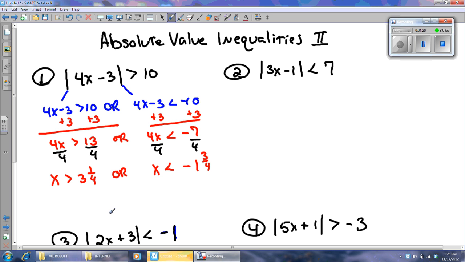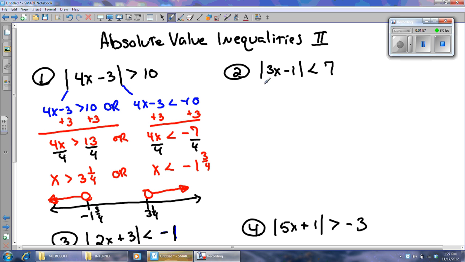That's pretty straightforward. I can make a number line and get negative 1 3/4, and I need to show 3 1/4. Okay, so I do an open circle, open point on both of those. It's an or, so I'm pretty sure they're going to shade this way, but just to double check myself, the number is greater than 3 1/4. Yeah, they're to the right. And then I need numbers less than negative 1 3/4, and those would be to the left.